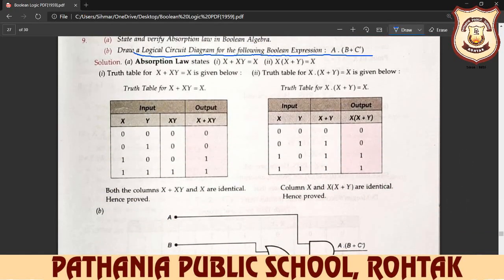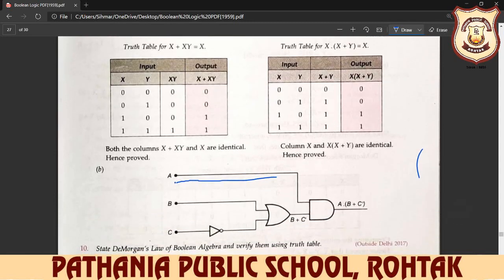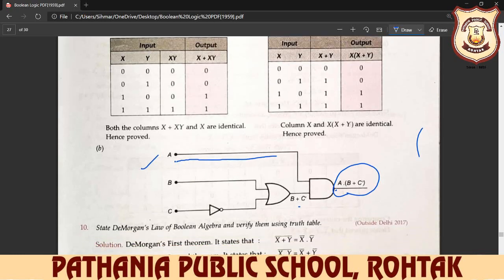So how do you draw it? We need A. So input A here first, then you input B, and then you input the C complement. B plus C complement is there, so you draw the plus symbol here, so we need the OR gate. And A multiply B plus C complement, so here is our AND gate. For multiplication AND gate is required, and for plus OR gate is required. So this is your output and this is the logic circuit. You draw like this. Clear?